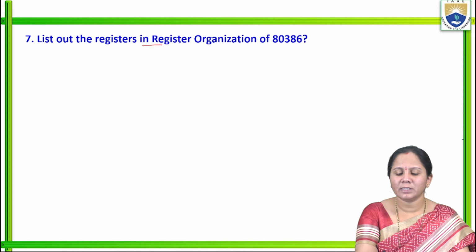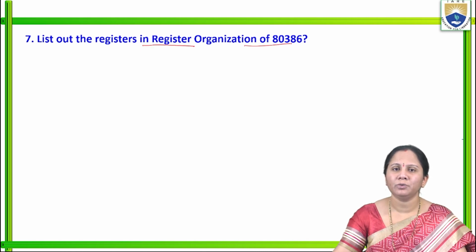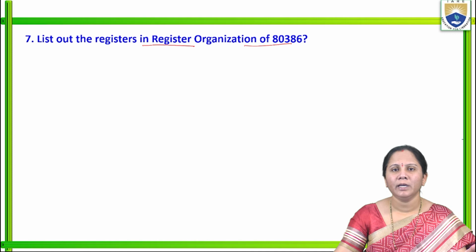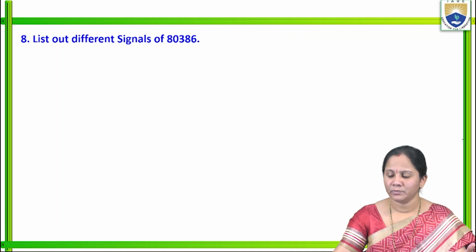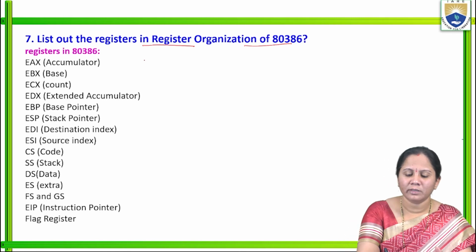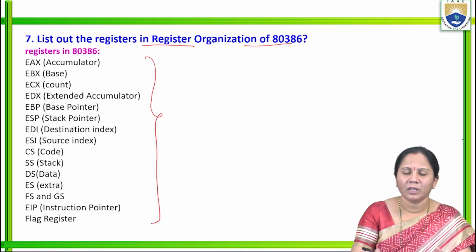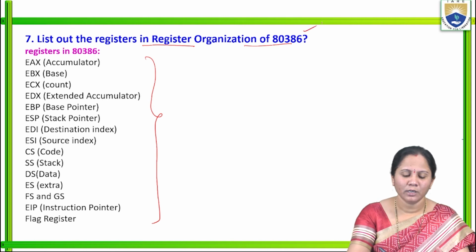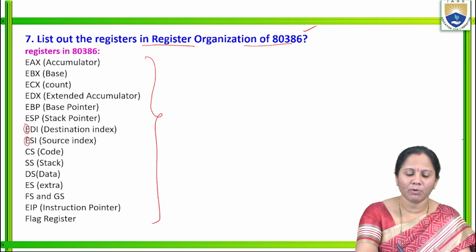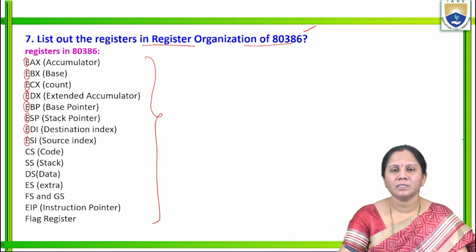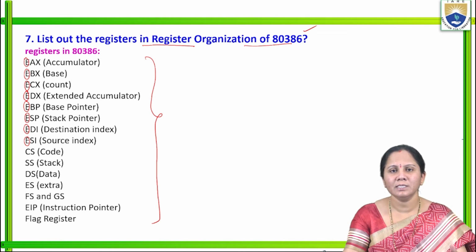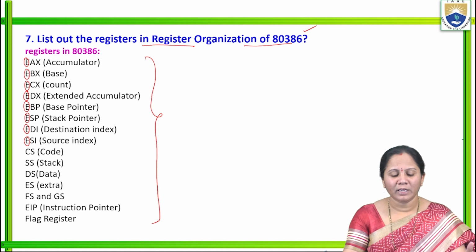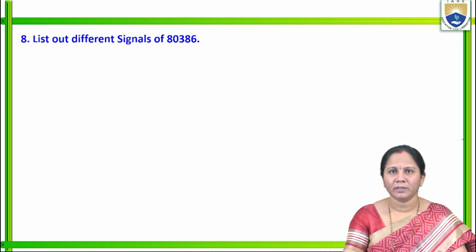And list out the registers in the register organization of 80386. That means 80386 consists of how many registers? All these are different registers that are available in the register organization of 80386. If you see 80386, for some of the registers there is a prefix E which represents that they are extended. It means their size is 32-bit, and the remaining registers' size will be only 16-bit.